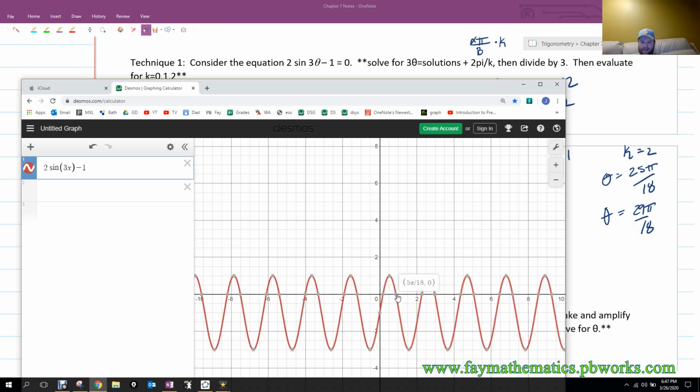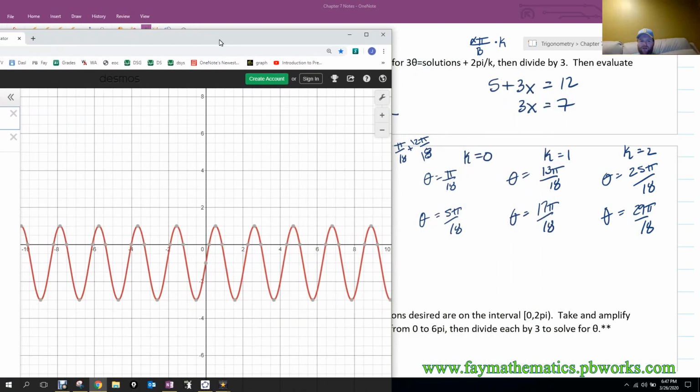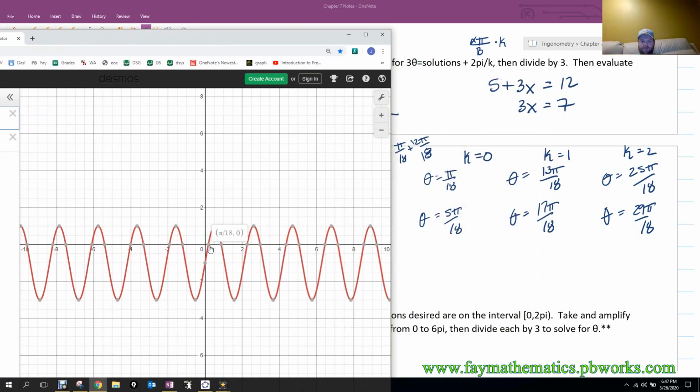If I click on this, let's see. Okay, it does give me the radian measurement for my solution. So the first one here, you see pi over 18. Then I'm going to skip one real quick and come to that one, and you get 13 pi over 18. I'm going to skip one more, and I get to that one, and it's 25 pi over 18.